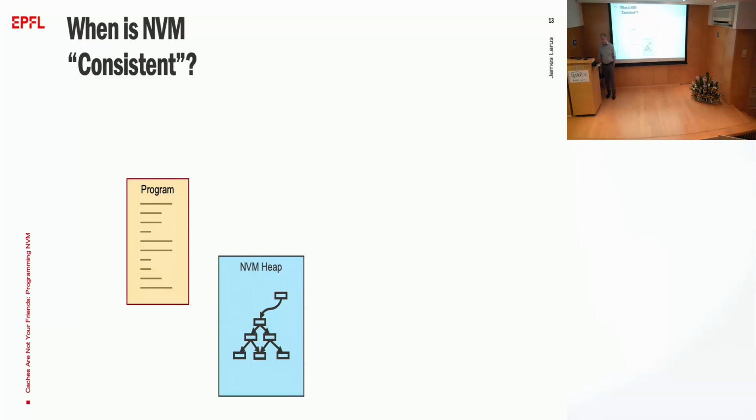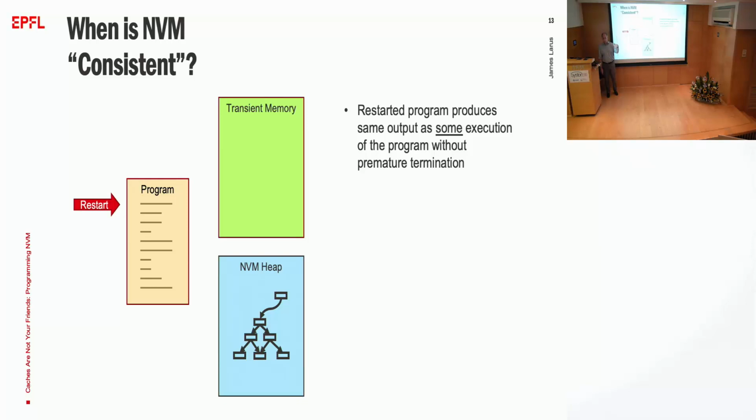The program is consistent if you can restart the program, let's say at the beginning, not at the point at which it failed, but at the beginning, and you could continue executing from that point using the state of the non-volatile heap. And it would produce a result that could have been produced if the program had not terminated. So the result is legal in some sense. It's a legal output of the program, and it came about after this termination and restart.